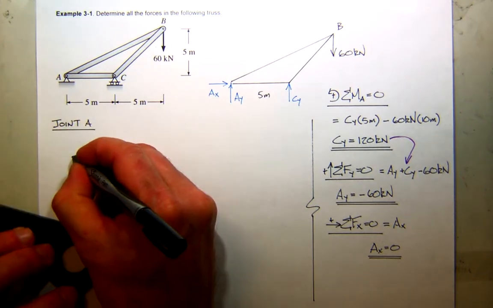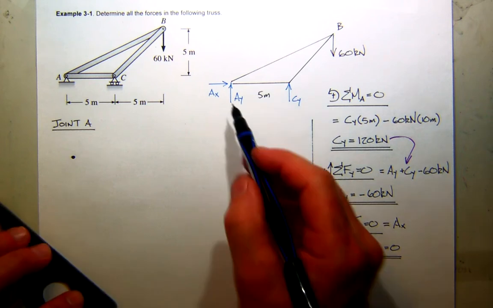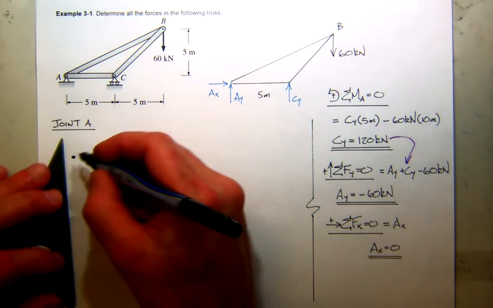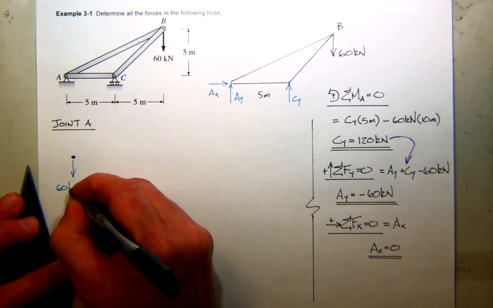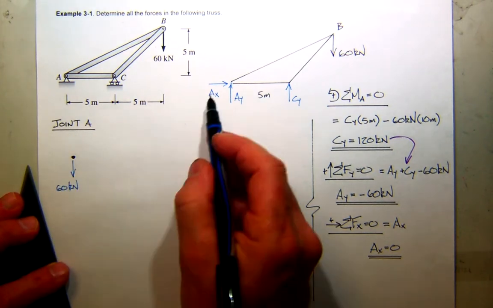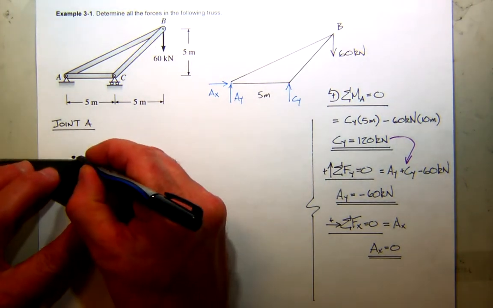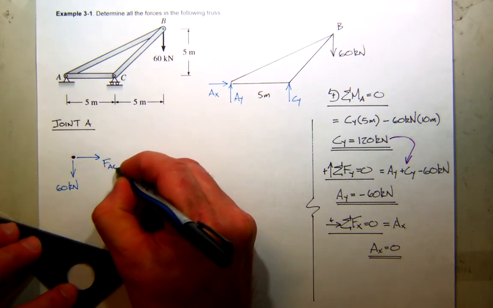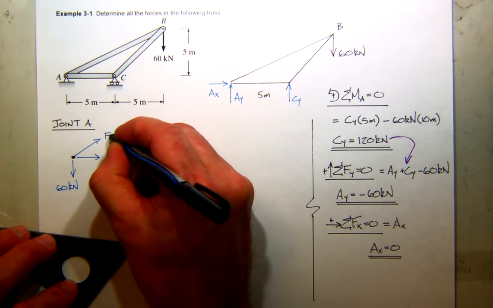So again, I'll draw my point A. Now, what did I find AY to be? AY came out to be negative 60. So that's actually down. And what did I find AX to be? 0. So I don't have to worry about it. Now I'm going to assume tension in force AC and tension in force AB.